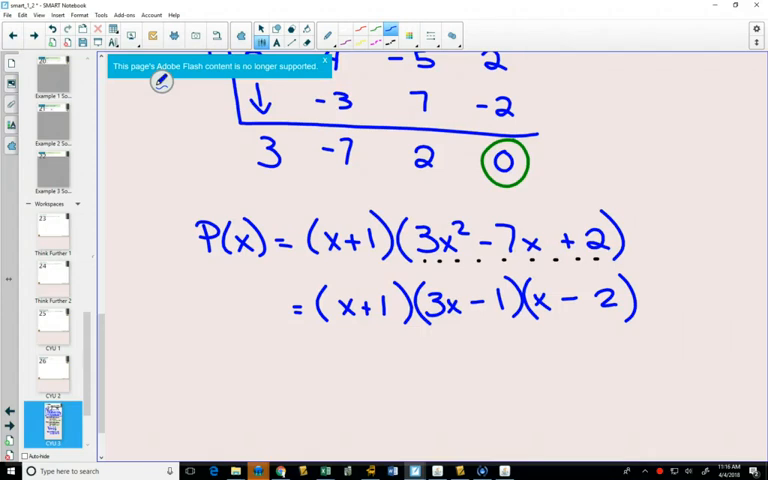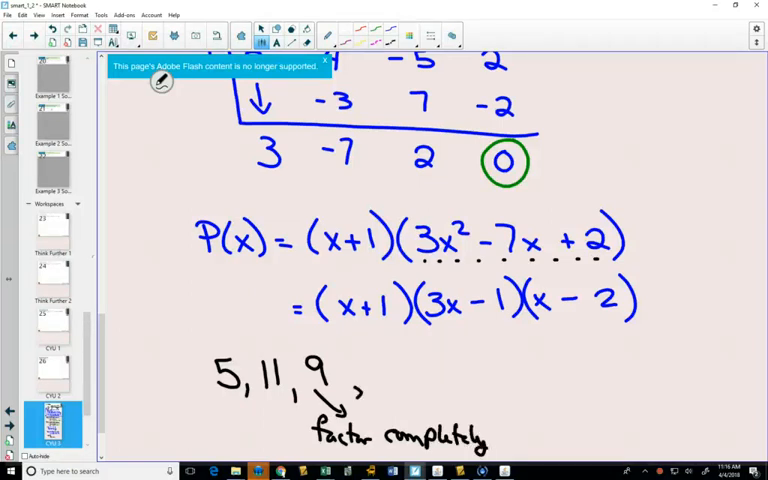So let's do some questions. Try these in this order. Start with 5, then do 11, then do 9. Question 9 asks for only one factor, but I would like you to, after you've found the one factor, see if you can factor it completely. And finally end with question 10b.